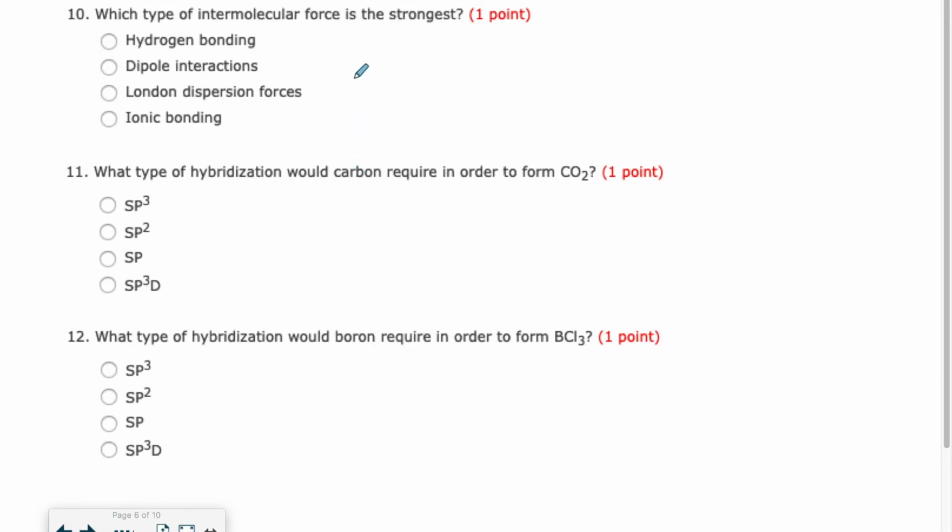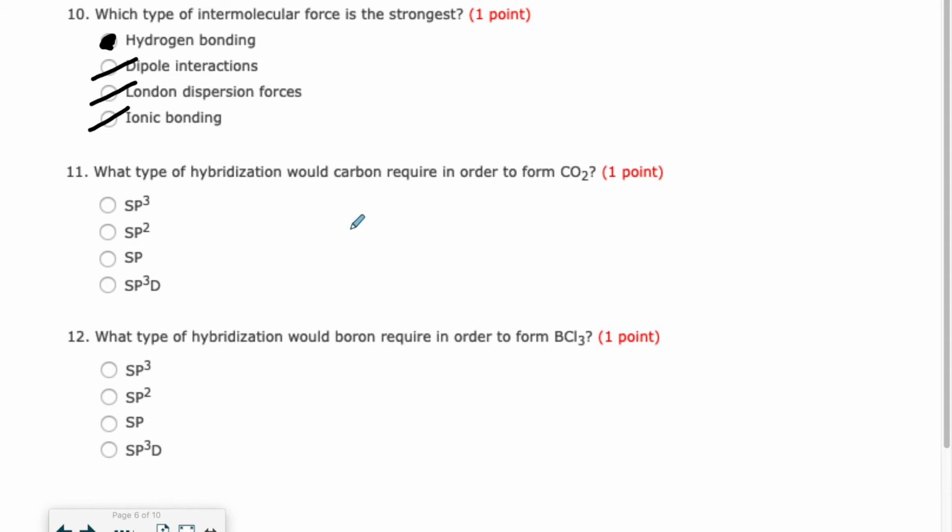All right, question 10. Which type of intermolecular force is the strongest? Now, ionic bonding you should be able to eliminate right off the bat because that is not even an intermolecular force. That is a type of bond which we could refer to as an intramolecular force. So then we're down to the remaining 3. London dispersion was the weakest. Dipole interactions is somewhere in the middle. Hydrogen bonding is going to be the strongest. So that's just a fact that you would have to know from your notes.